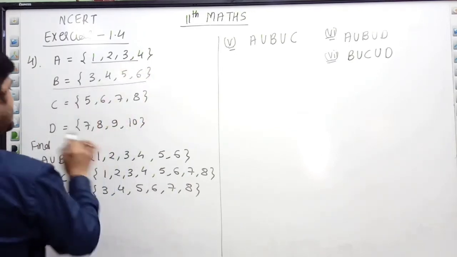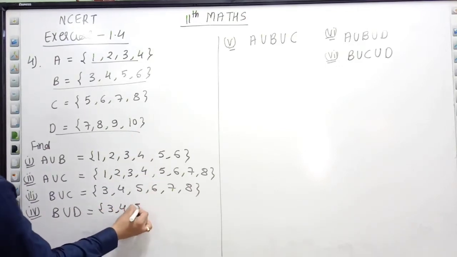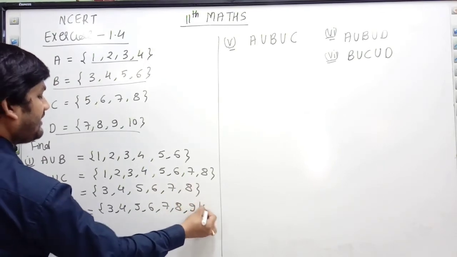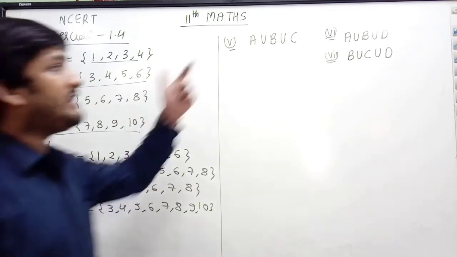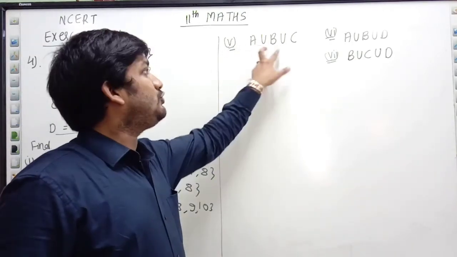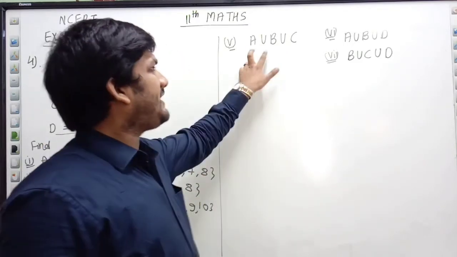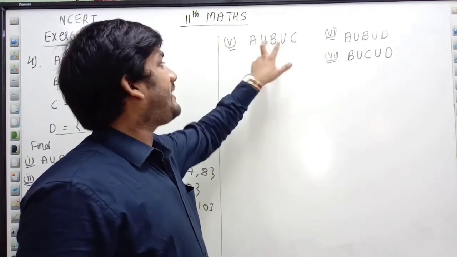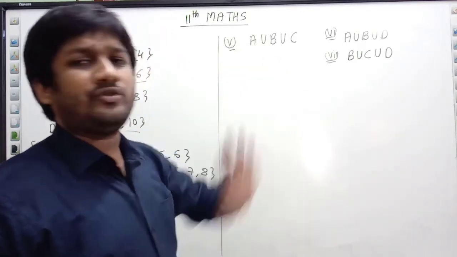This is B, this is D. Nothing is common, so we'll write all 3, 4, 5, 6, 7, 8, 9 and 10. All elements are there. So these are combinations of 2. Now whenever 3 sets with the union sign are given, what to do? You can either find A union B first, then find union C, or you find B union C first, then find A. In any order you can solve.